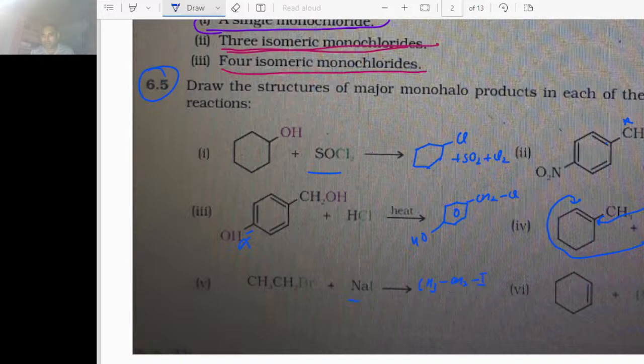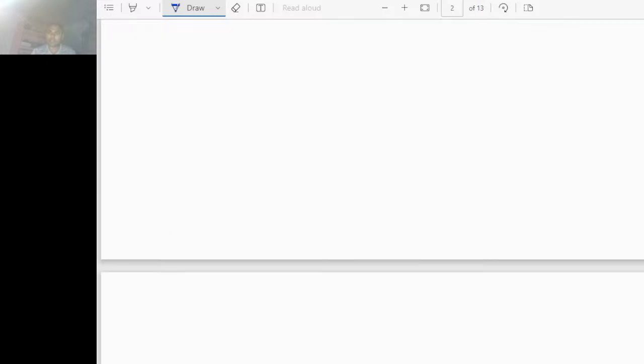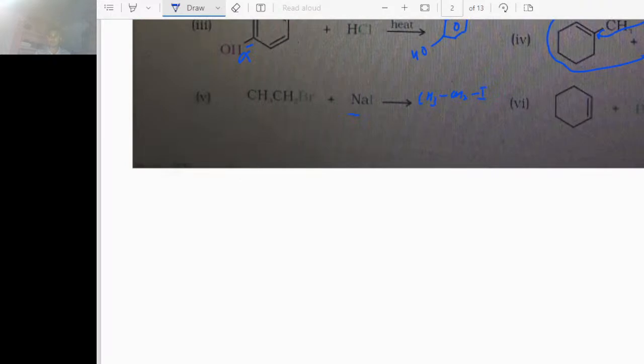Now here you are heating and treating with bromine. If you are heating and treating with bromine, it will give a substitution reaction, not the addition. Addition means the double bond disappears, but it is going to give a substitution reaction. So one bromine will be attached here and the double bond will be as it is. So this is our required answer. Now let us move to the next problem. What is the next problem?